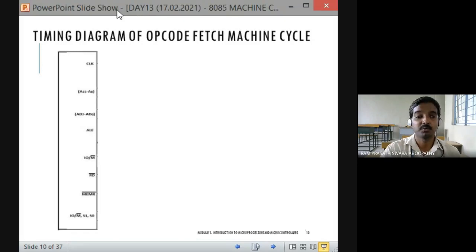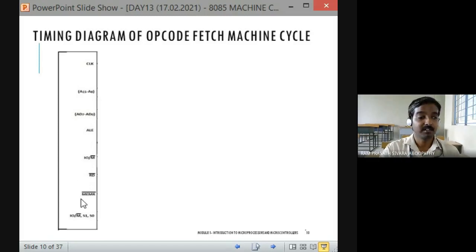How? When we are addressing the memory, the higher order address line must carry the higher 8-bit or the higher byte of the address. The lower order address or the lower byte of the address must be transmitted to the multiplexed line only. Fine. So to demultiplex the lower order address and data line, we need ALE. Fine. Then IO/M bar. This is a status signal. It indicates whether the opcode fetch machine cycle is related to memory operation or IO operation. Then RD bar is the read signal to activate the read operation.